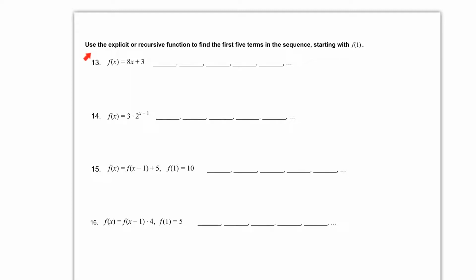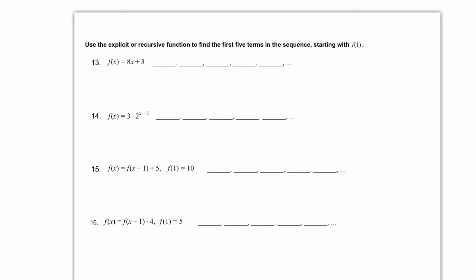In the next part, it says use the explicit or recursive function to find the first 5 terms in the sequence, starting with f of 1. Starting with f of 1 means 1 is going to be the first number that we want to plug into the equation. So if we take a look at question number 13, it says f of x is equal to 8 times x plus 3.